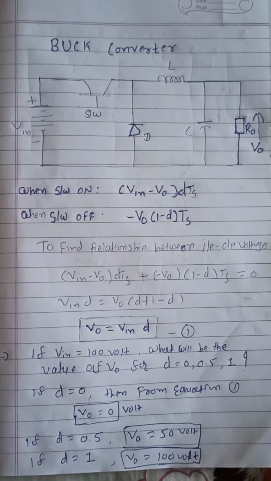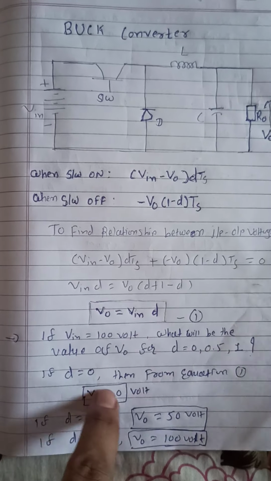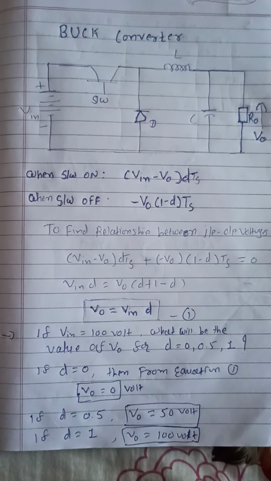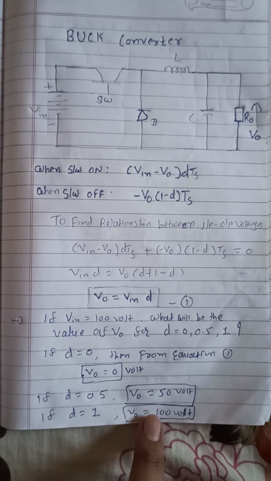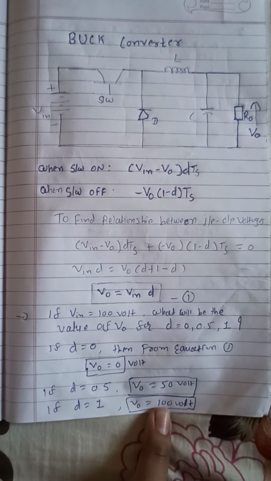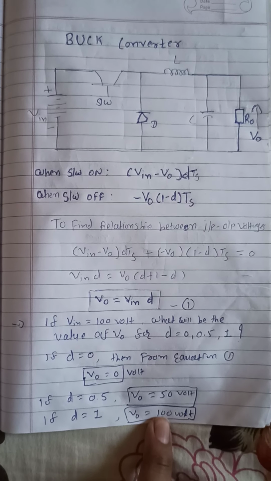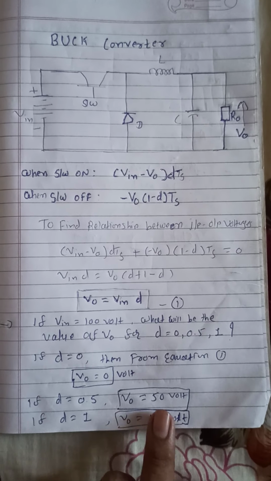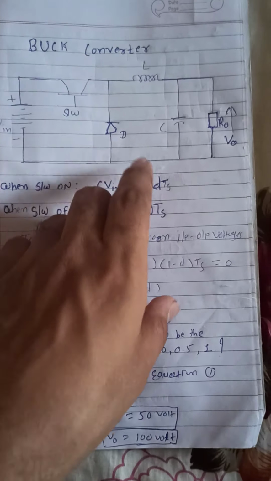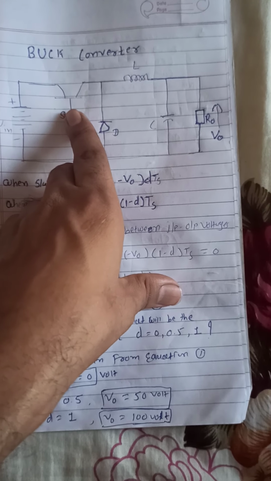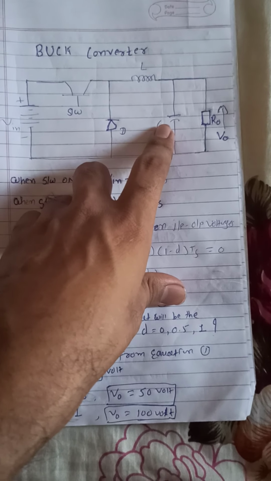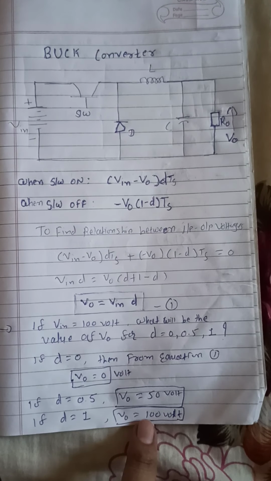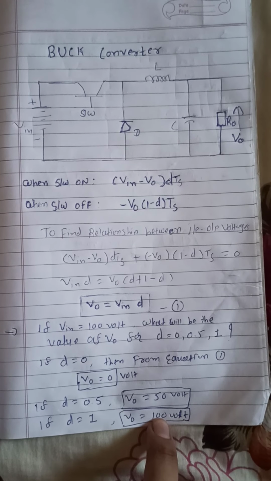So from this example we can see that only when your switch is permanently on do you get output voltage equal to input voltage. If D is equal to 1, meaning the switch is permanently on, your maximum voltage is the same as your input voltage. Here we are ignoring switch losses, the switch is ideal, and L and C will work as a filter. We are ignoring the diode losses. So in the ideal case we get 100 volt for D equals 1.